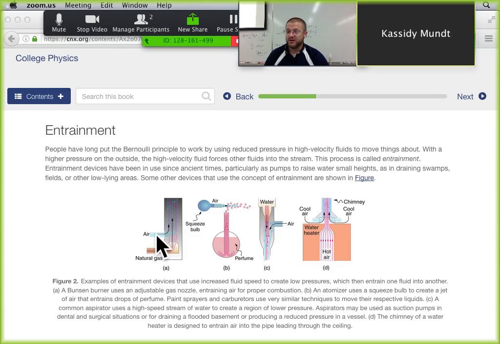And this is, for example, how they're actually calling this a Bunsen burner, but this is also how you bring in air into older cars with the, what do they call that device? Carburetor. Newer cars actually inject the air and the fuel in, with their fuel injection systems.